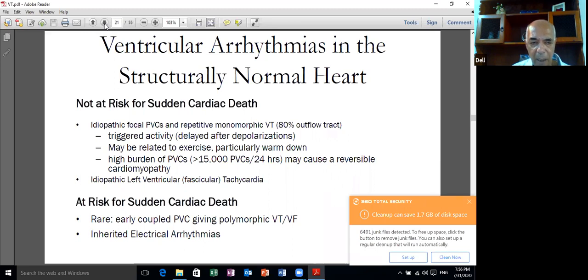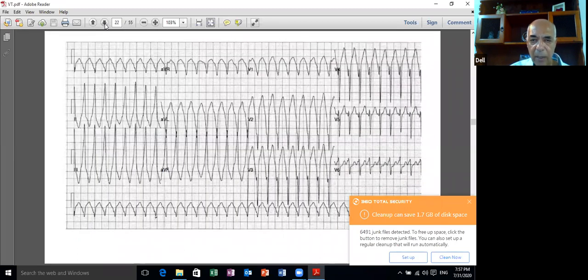Very rarely you get a risk of sudden death, and this occurs whenever we have early coupled PVCs responsible for polymorphic ventricular tachycardia that I just explained a while ago, or the channelopathies, which are inherited arrhythmias, and we will explain them. Now, this is a very important electrocardiogram.